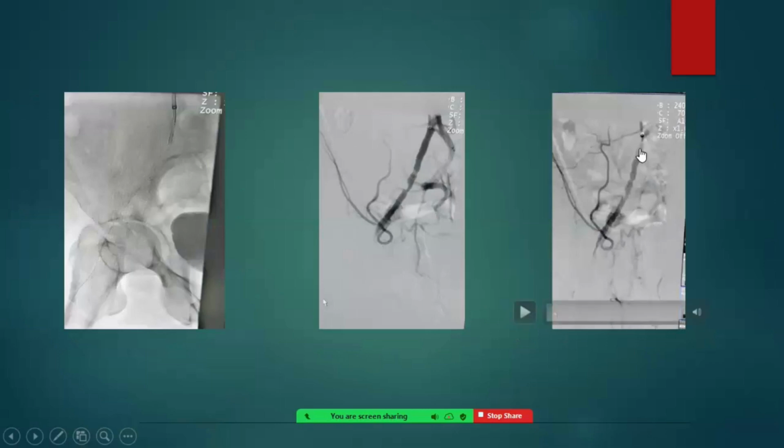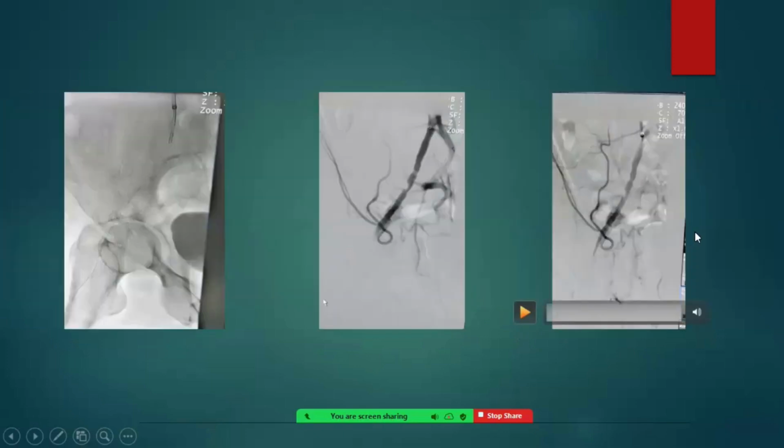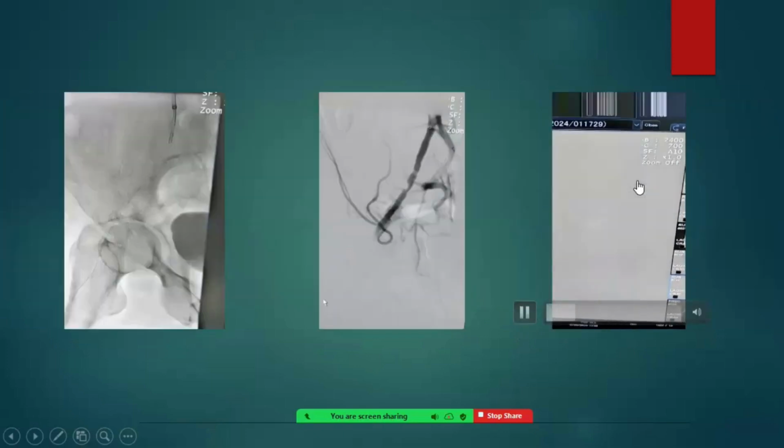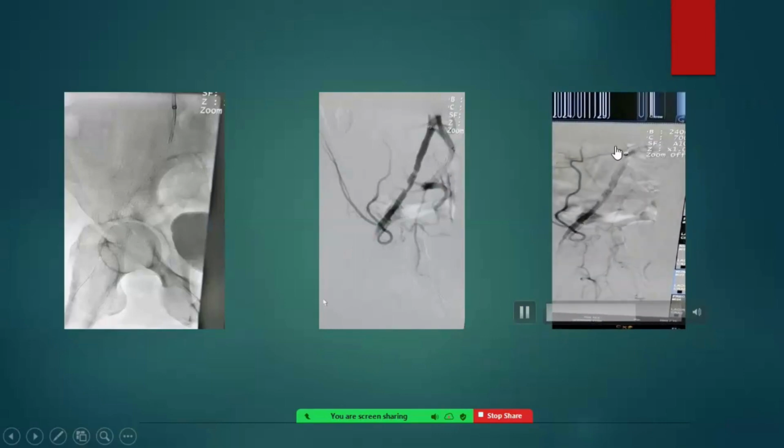So this was the ECA after. Then we left the patient over here only. We will not do any further revision or escalation, because that will complicate the disease further. So the ECA is patent, and some collaterals were formed.